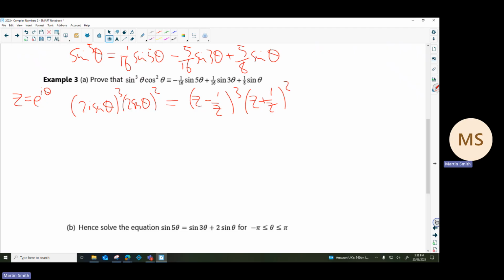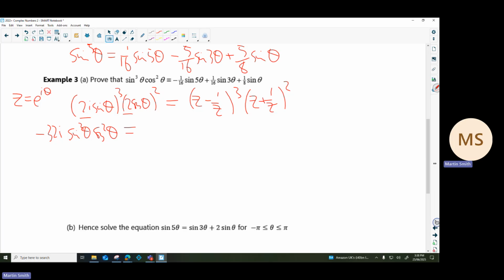The thing on the left, if you expand the brackets, you just get a multiple of sine cubed cos squared, and I can divide through by that. The thing on the right, we'll do some sort of expansion on that in a minute. For the left-hand side, if you cube 2i, 2 cubed is 8, i cubed is minus i. So 2i is going to cube to give minus 8i. This 2 is going to square to give 4. If you times them together, you will get minus 32i sine cubed theta cos squared theta is equal to.